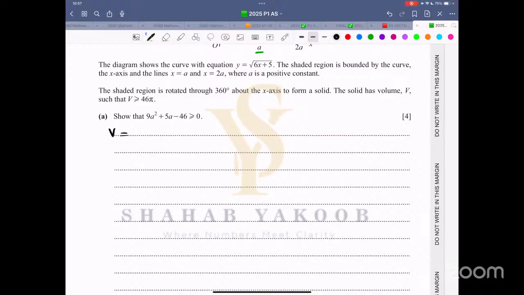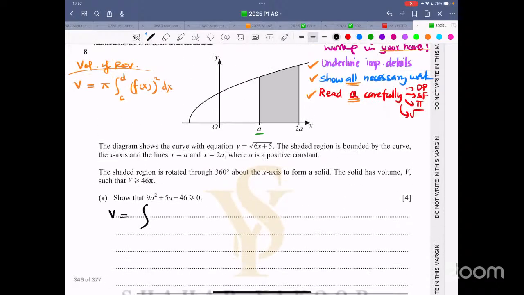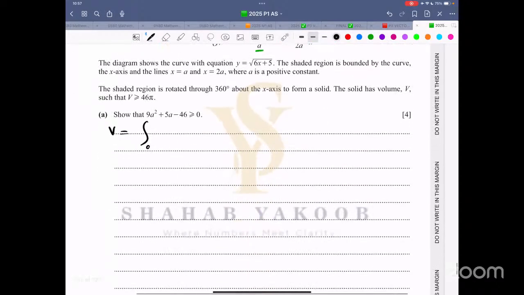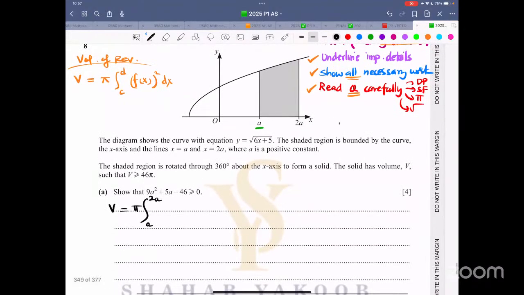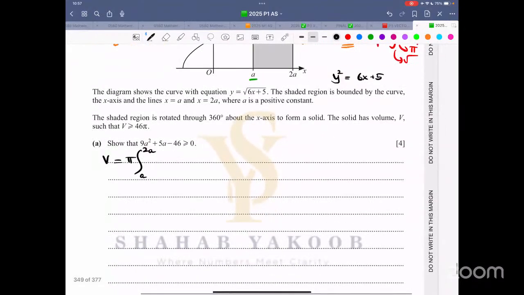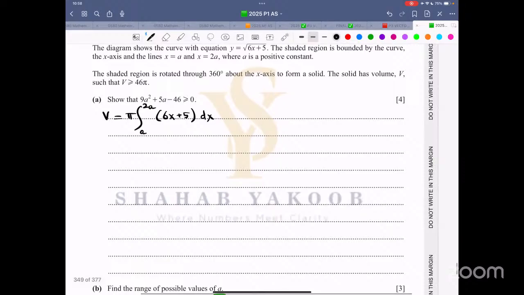So now volume. This is, let me thin out the marker. That is, what are the limits? The limits are a and 2a. And don't forget the pi. Now this thing, y squared is 6x plus 5. So I've squared it on the sidelines. That is 6x plus 5. And this is dx. And let's do it individually.